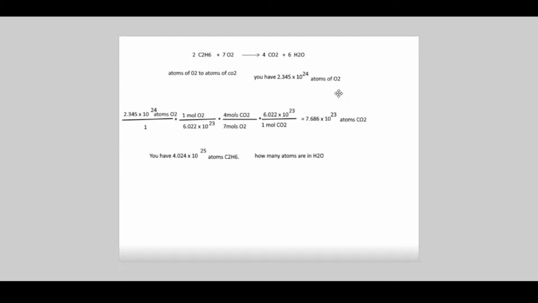Okay, so now I'm back with atoms to atoms, or well, a question based on atoms to atoms. It asks how many atoms of O2 are in, or how many atoms of CO2 are in this many atoms of O2. So now you plug in a number.